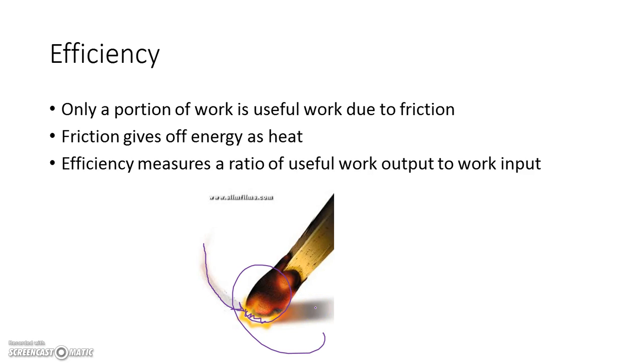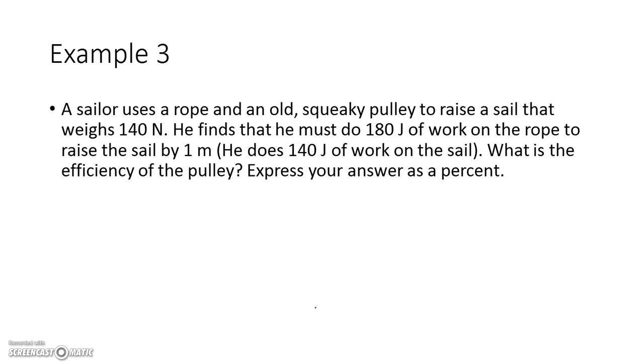All right, so to tell how efficient a machine is, you're going to do a ratio of useful work output over work input. So let's try an example. A sailor uses a rope and an old squeaky pulley to raise a sail that weighs 140 newtons. He finds he must do 180 joules of work on the rope to raise the sail by 1 meter, and he does 140 joules of work on the sail. What is the efficiency of the pulley? And it says to express your answer as a percent.